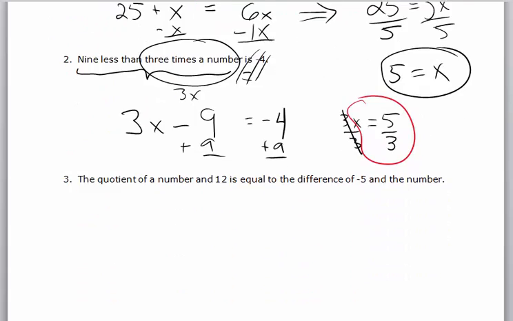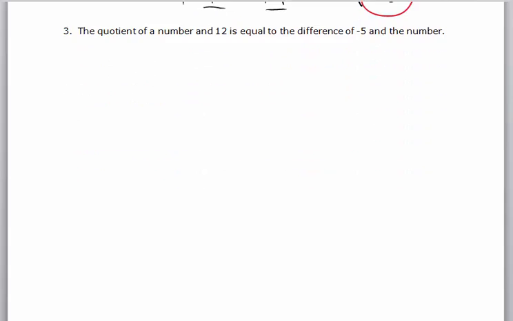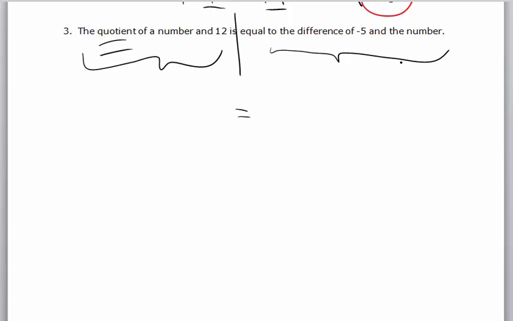Third problem. The quotient of a number and 12. Okay, so this is the first one that has the word quotient in it. Again, there's my equals sign, so I can put the equal there. And let's look at the right-hand side and the left-hand side. 2 different expressions, so it doesn't matter which one we start with. The quotient of a number and 12. Quotient means divide. Okay, x over 12. I'll use x for my number.